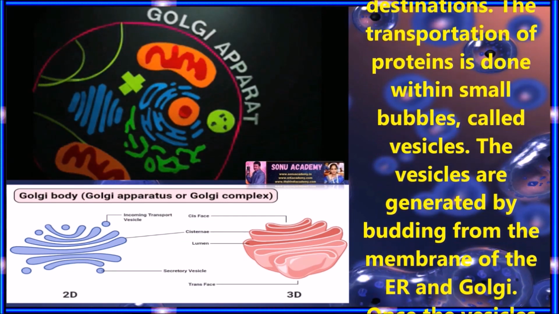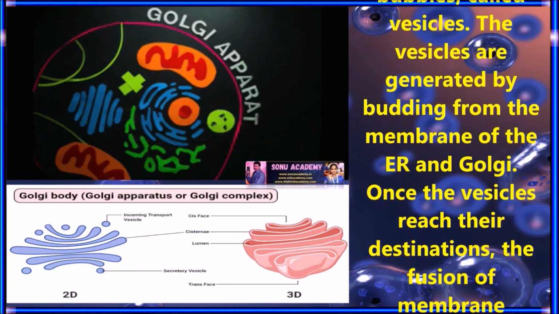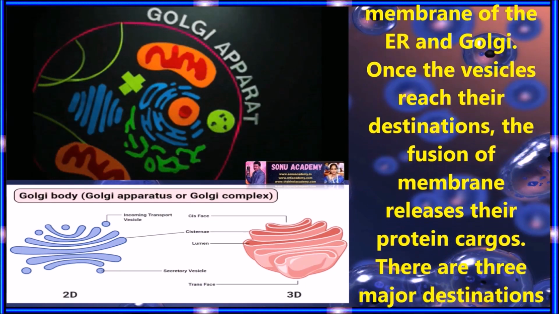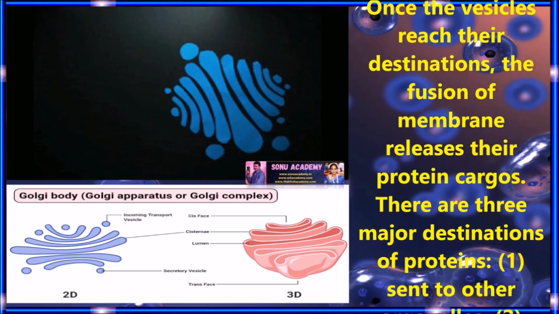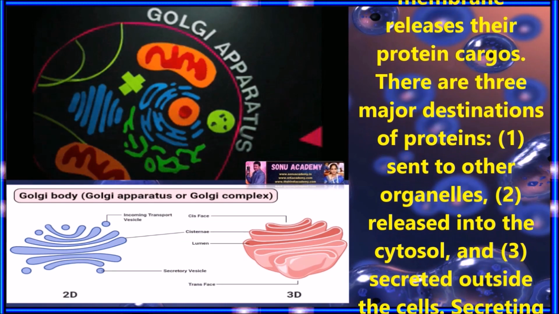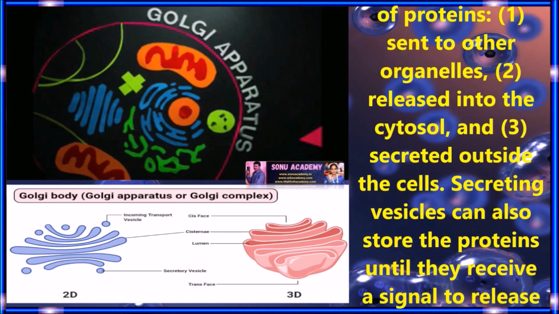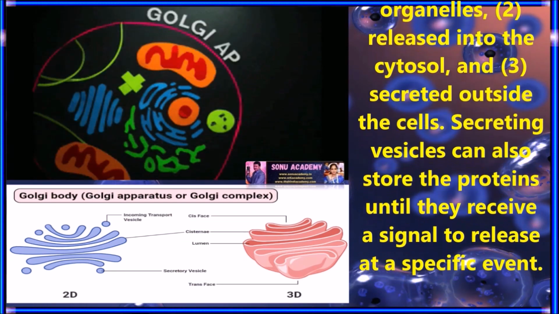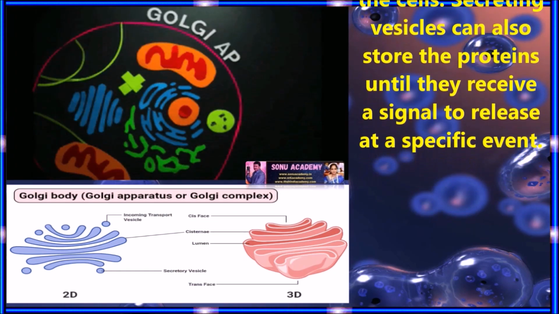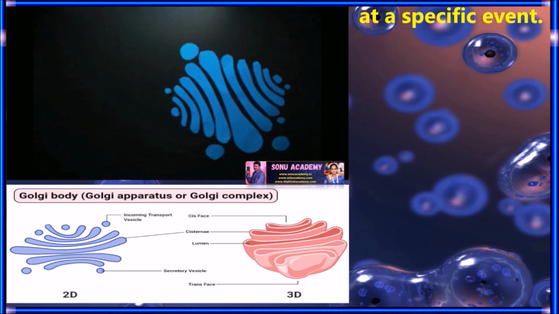The transportation of proteins is done within small bubbles called vesicles. The vesicles are generated by budding from the membrane of the endoplasmic reticulum and Golgi apparatus. Once the vesicles reach their destination, the fusion of membranes releases their protein cargoes. There are three major destinations of proteins. One is sent to other organelles, the second is released into the cytosol, and the third is secreted outside the cell. Secretory vesicles can also store the protein until they receive a signal to release at a specific event.